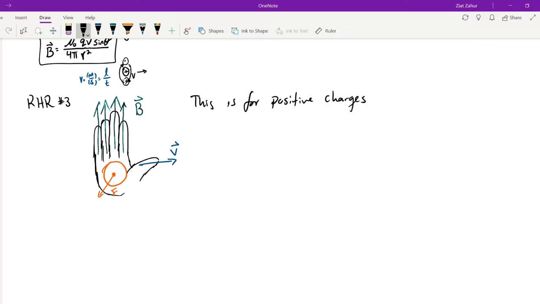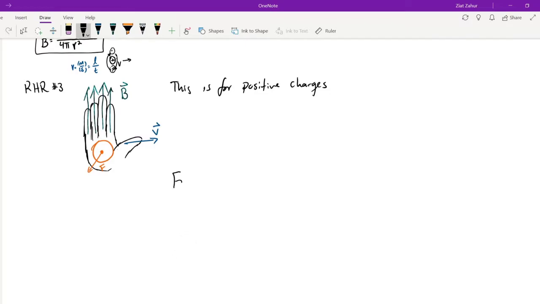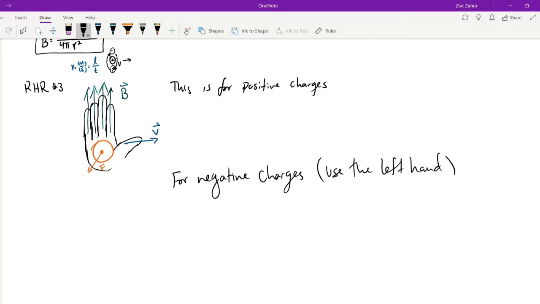What do you do for negative charges? So for negative charges, use the left hand. LHR. Or just do the right hand and then multiply your answer by -1, flip it 180 degrees, and that should give you the same answer.